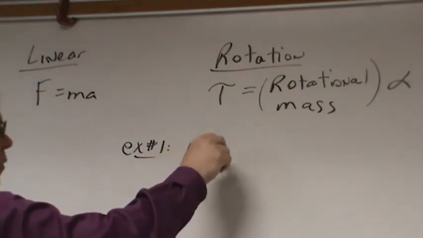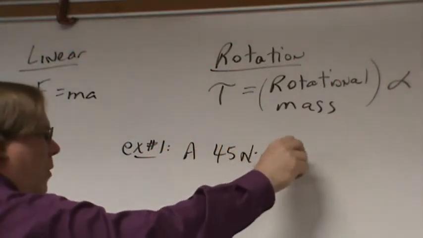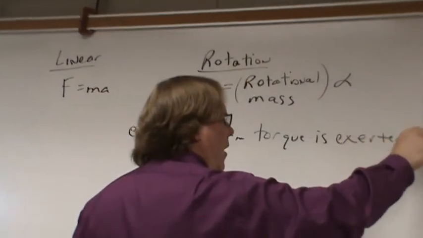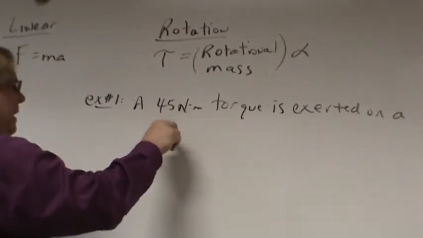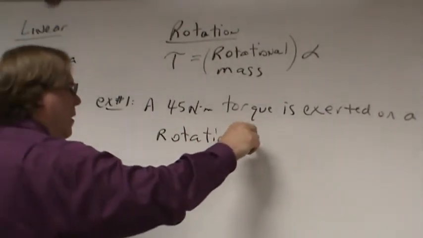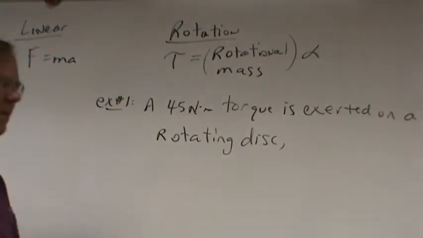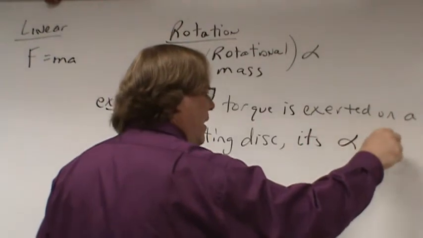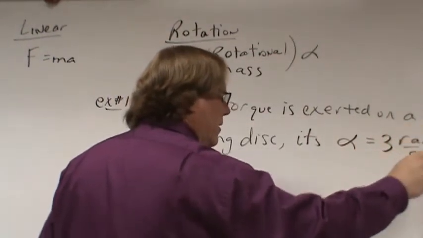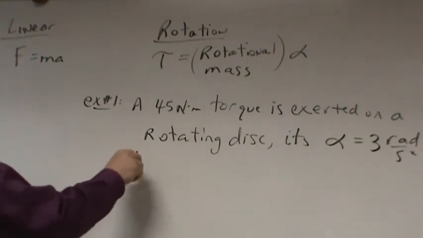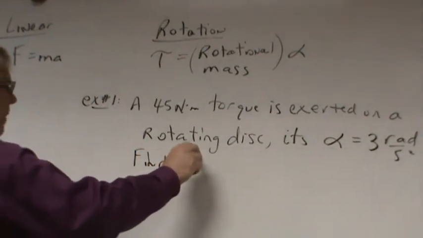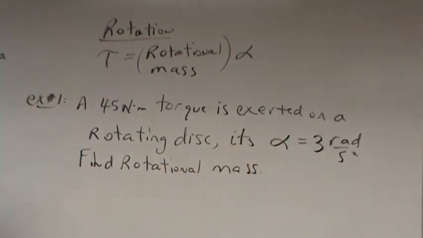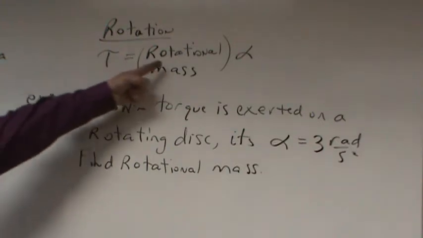A 45 Newton meter torque is exerted on a rotating disc. Its angular acceleration is equal to 3 radians per second squared. Find the rotational mass. Good luck. I'll give you a hint. Please use this formula.